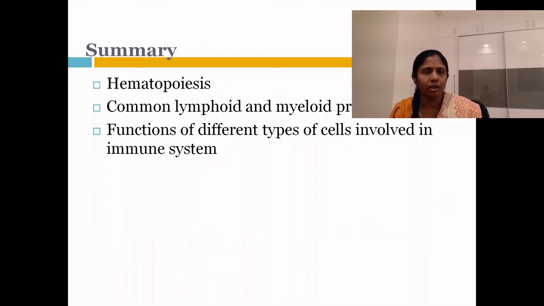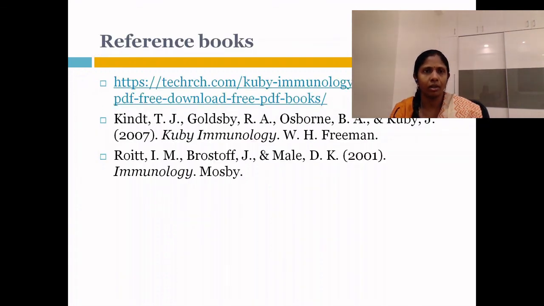To summarize, in this video session we discussed hematopoiesis, the common lymphoid and myeloid progenitors and the different types of cells that arise from these two progenitors, how they can be identified and their functions.